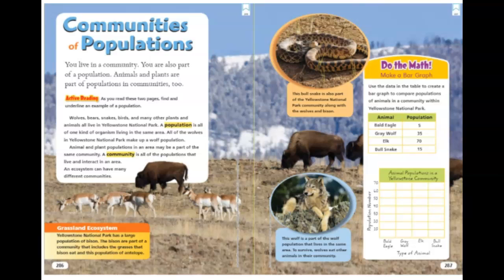An ecosystem can have many different communities. Yellowstone National Park has a large population of bison. The bison are part of a community that includes the grasses that bison eat and this population of antelope. The bull snake is also part of the Yellowstone National Park community, along with the wolves and the bison. The wolf is part of the wolf population that lives in the same area. To survive, wolves eat other animals in their community.